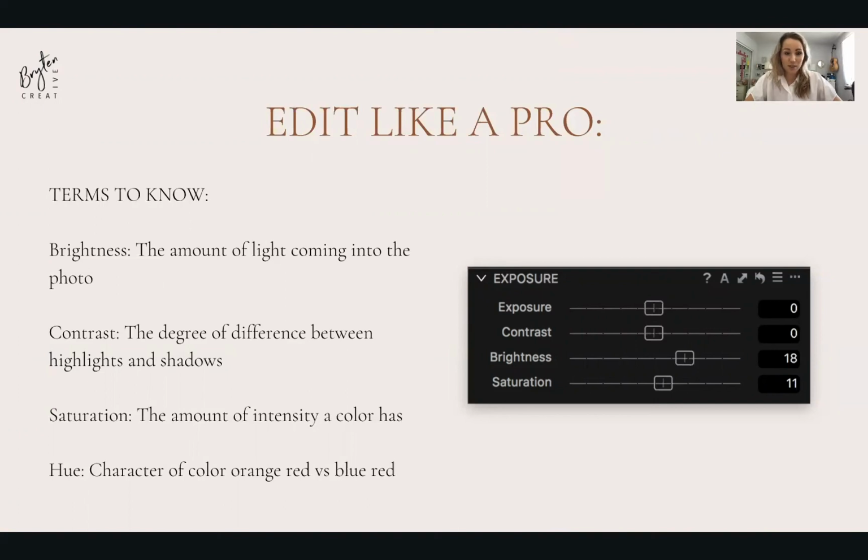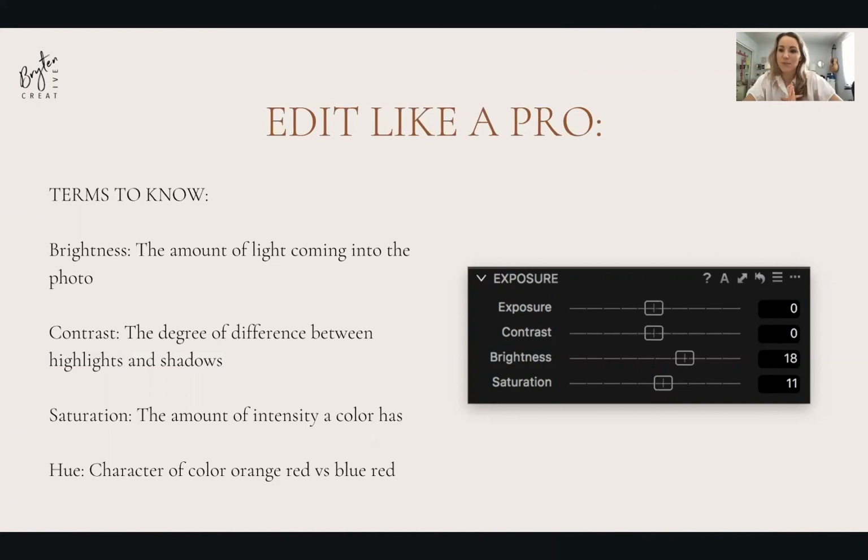So the terms you need to know: one is brightness. It's the amount of light coming into the photo. When you use the brightness slider, it's pretty much adding more white or more black to a photo, all of it as one cohesive picture.